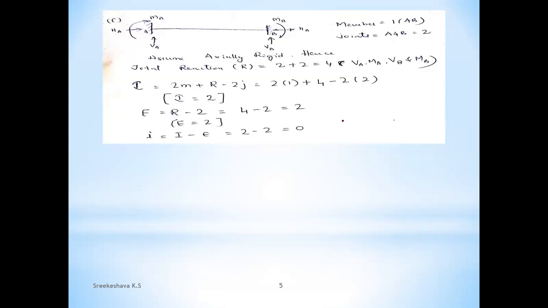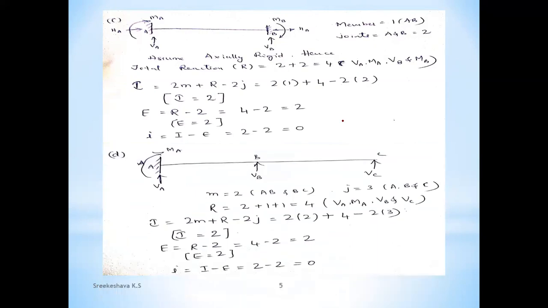Next, this one we have solved. Member is one, joints are two, total reaction is six. Apply the equation 2m plus r minus 2j. Easily we are getting it. This is another problem. Members are 2, reactions is 3 plus 2, 5. But it's axially rigid, so that's why we ignored it.